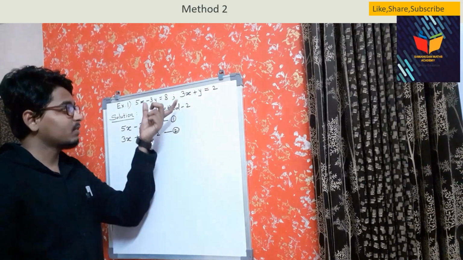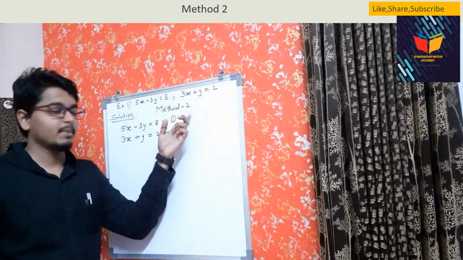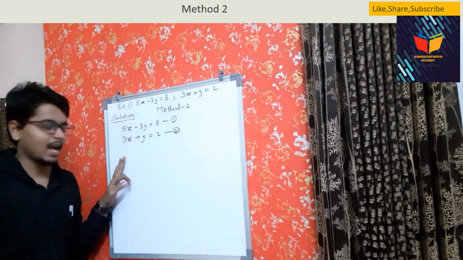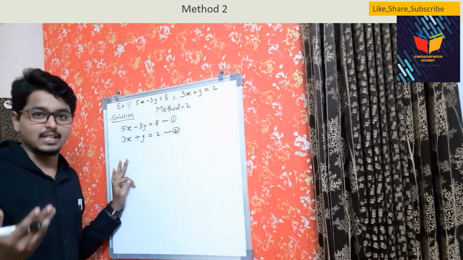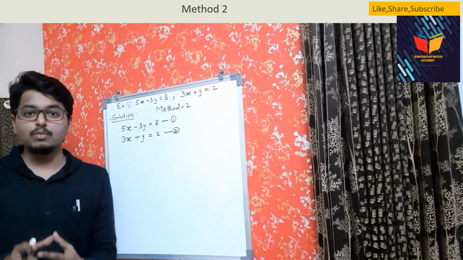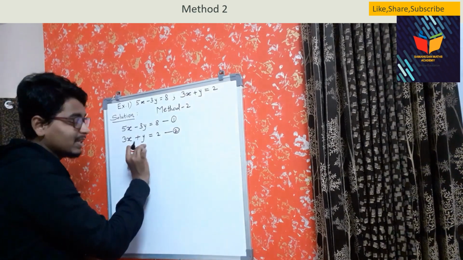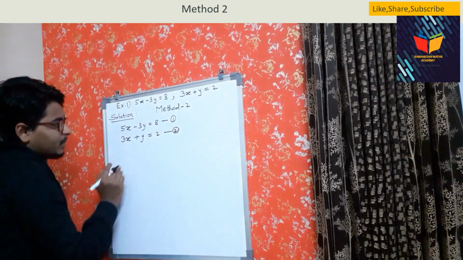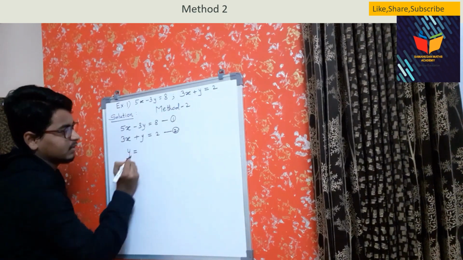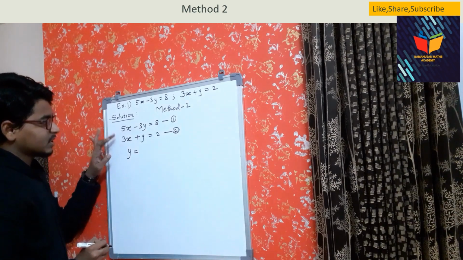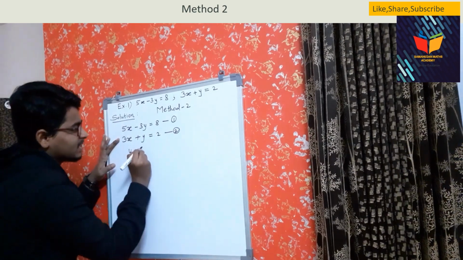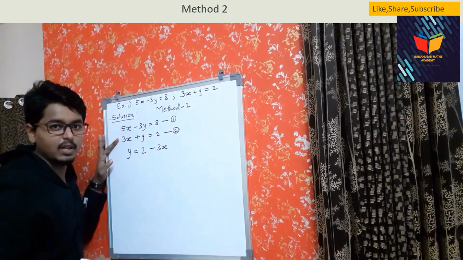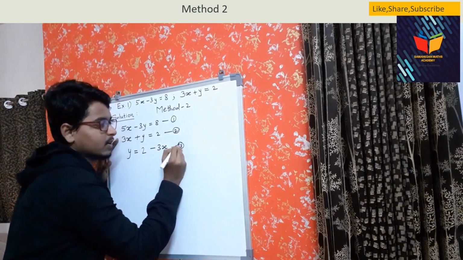Now we are solving the simultaneous equation by method 2. First I have written this simultaneous equation as it is. Now what we have to do in the second method is write the value of y in terms of x. Here y is given alone, so we are writing the value of y in terms of x. So pay attention. I am writing from equation number 2: y is equal to 2 minus 3x. We will give this equation number 3.